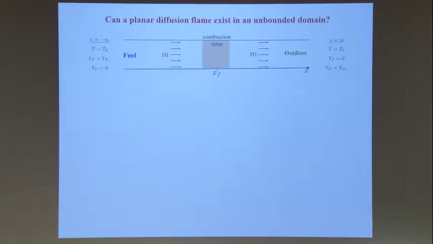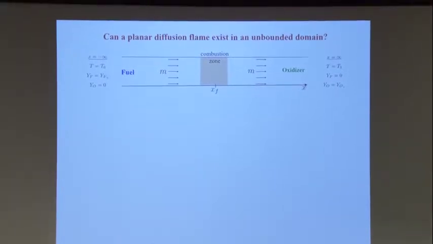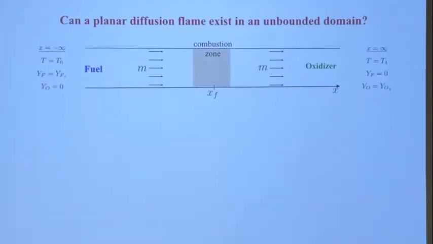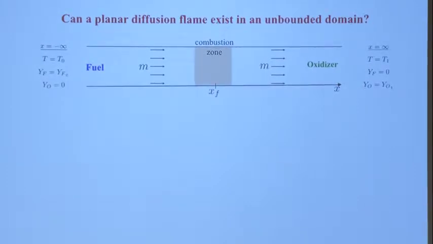Okay. One would think that the simplest problem to examine would be a planar flame, in the same way as we have tried to describe a premix flame. So you would say, okay, you have fuel here and oxidizer here. You have a one-dimensional flow. The mass flux, or mass flow rate, is m, and there is a region here where the combustion occurs. There is fuel here, no oxidizer. There is no fuel here, an oxidizer. Unfortunately, this problem in an unbounded domain does not have a solution.